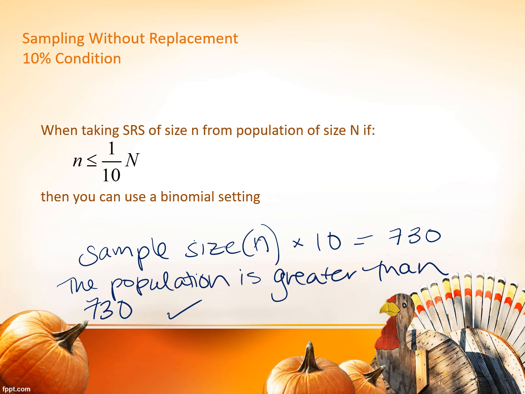Right? So that's one way you can check. There's different ways that you can look at it, but that seems to be the easy one: just take the sample size, multiply it by 10. If the population is greater than that, you're good to go. We can use a binomial setting.